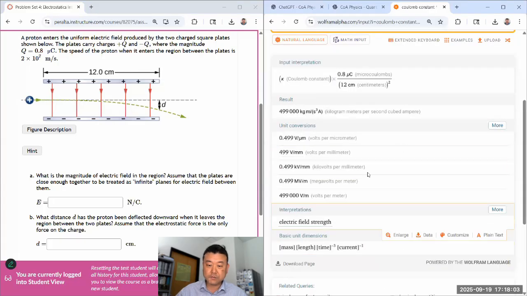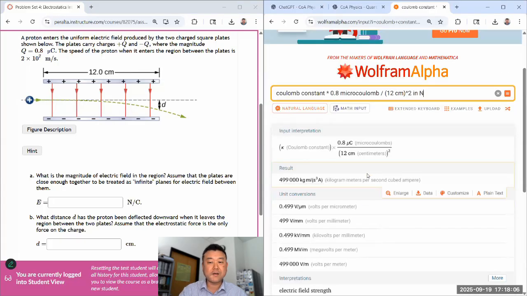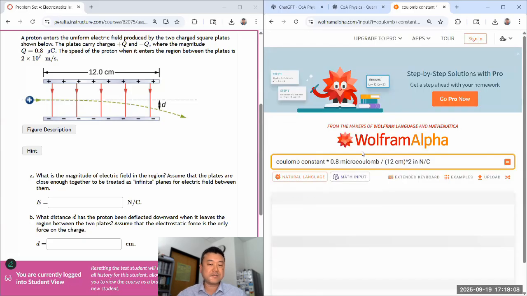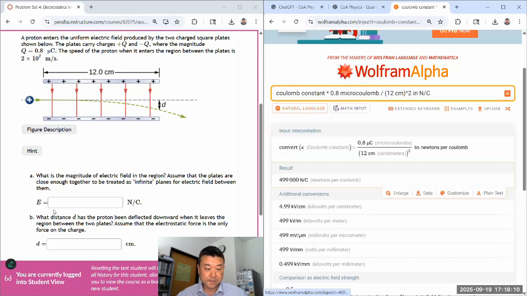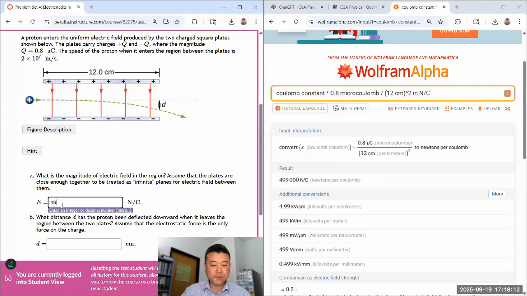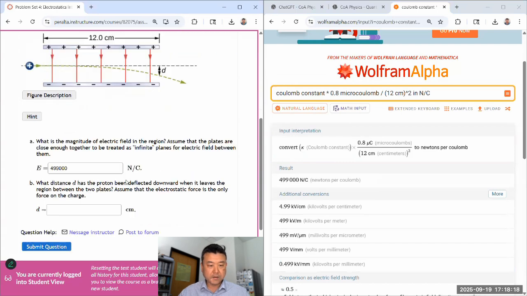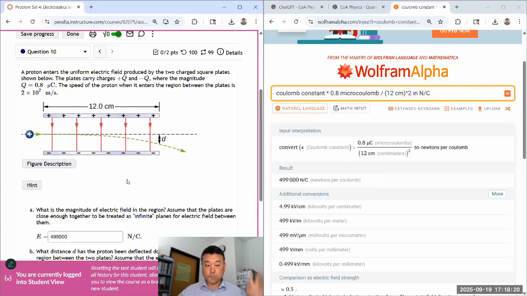But you see electric field strength, so maybe you think, oh, maybe newton per coulomb is just a very uncommon unit. So yeah, you get that. So you enter 499,000 newtons per coulomb. And let me just write down some work for ChatGPT to correct.